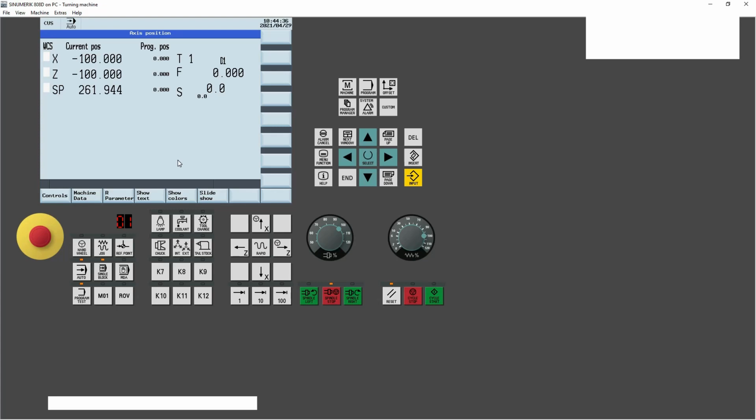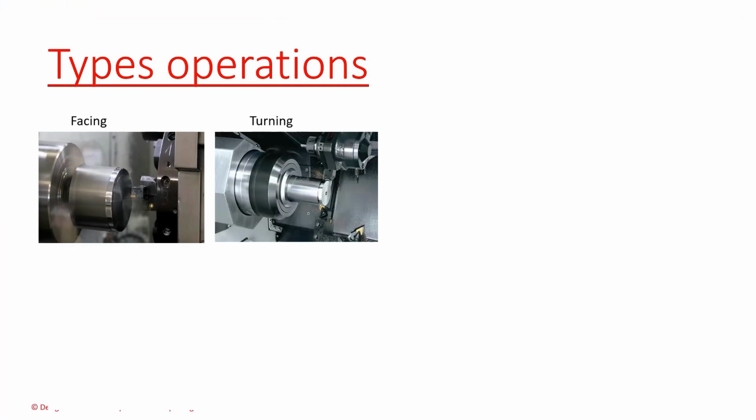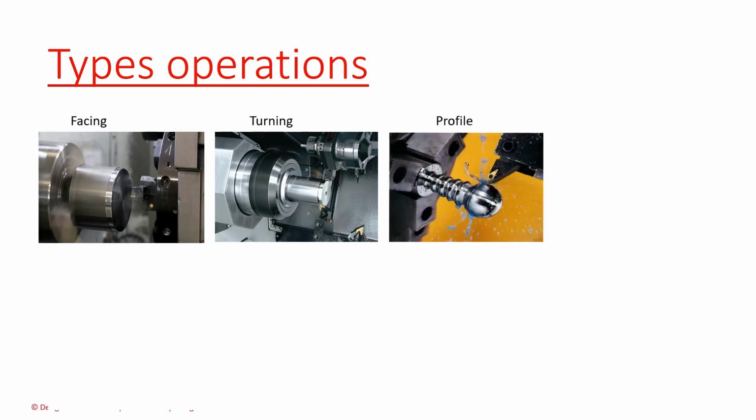Before going into the program, we will discuss the types of operation, tool types, and edge position numbers on CNC turning machines. Types of operations. Facing. It is used to reduce the length of the material. Turning. It is used to reduce the diameter of the material. Profile turning. It is used to cut contour profiles.